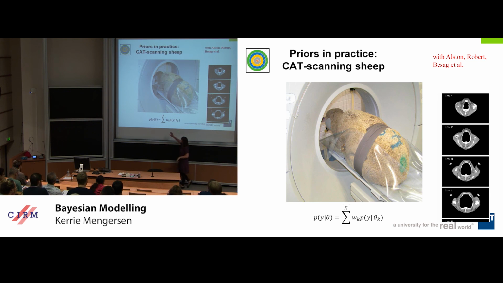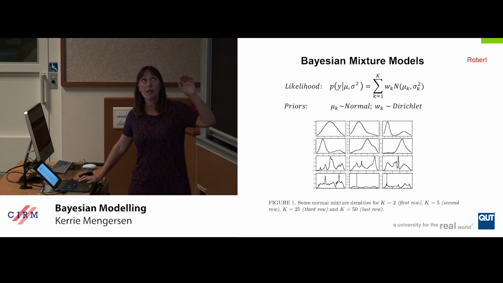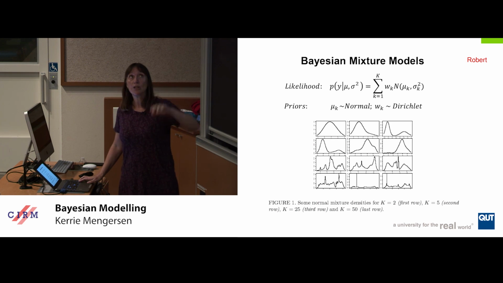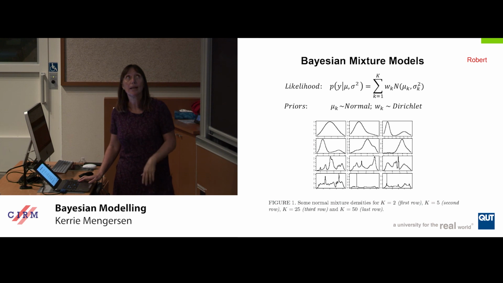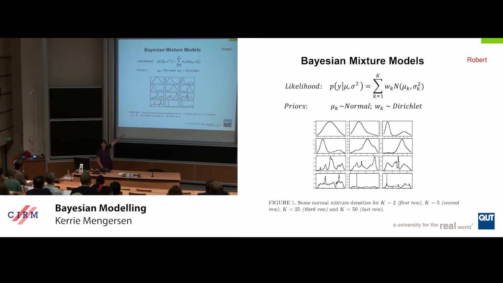So we can fit a mixture model to this where we might have normal components, and the different components might represent muscle, fat and bone, with a different weighting representing the proportion of those different components. So we have a mixture model, which is going to be this weighted combination of our different distributions. We have priors on those different parameters, so the weights, W, and our unknowns, mu and sigma squared. This is a figure from Christian Robert's book about different kinds of mixture models. As we increase the number of components, these are the different kinds of shapes the mixture models could take: from 2 components to 5, to 25, to 50 components.